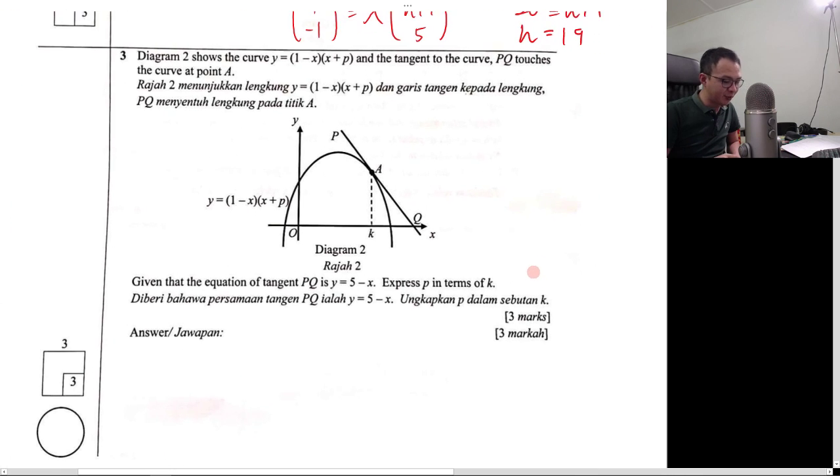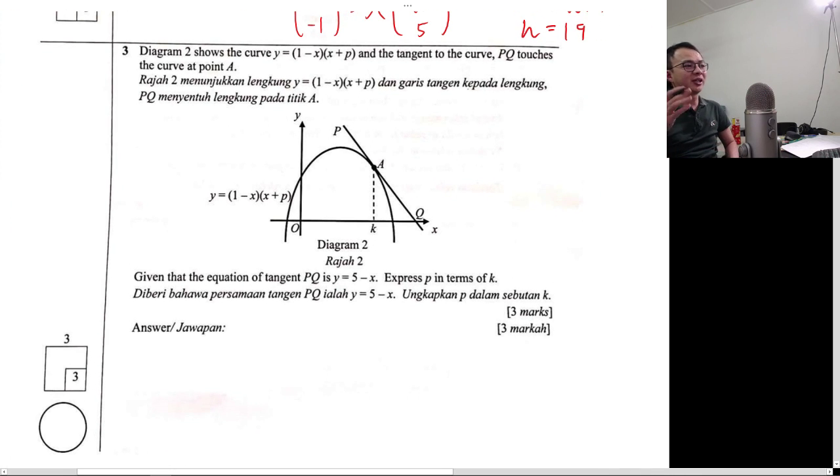Okay, the diagram 2 shows a curve, the equation of a curve and tangent to the curve PQ touching the point A. Given that the equation of the tangent PQ is y equals 5 minus x. So you have an equation of PQ over here. Express p in terms of k. This is the objective here.